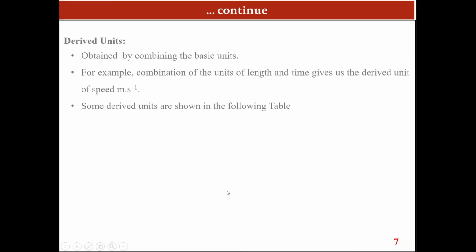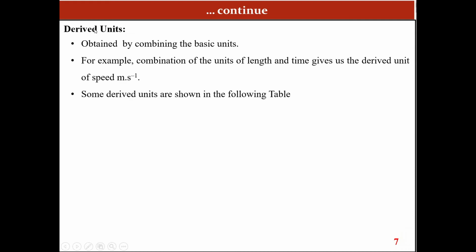Okay, having this in mind, we have derived units obtained by combining these basic units, as I told you before. So a derived unit can be a combination of different basic units. Combining these 7 fundamental physical quantities, you can produce a derived unit. For example, the combination of units of length and time gives us a derived unit, which is speed, and the unit is meter per second. So this is for length, this is for time.